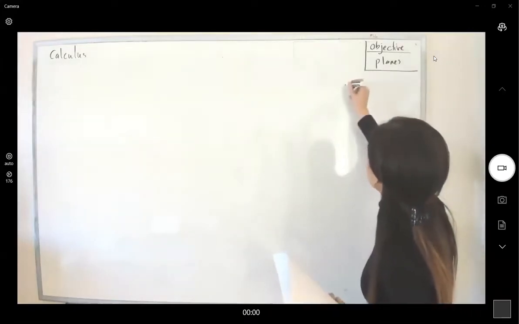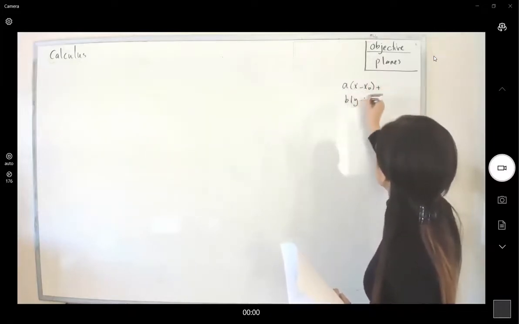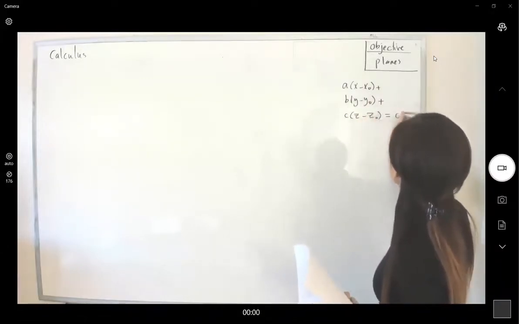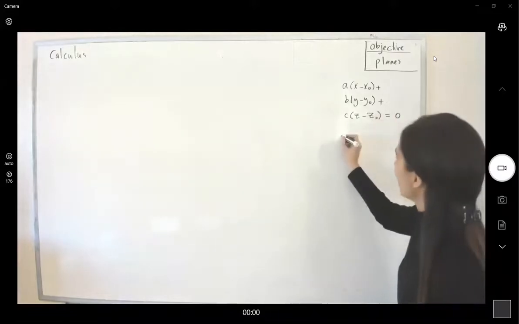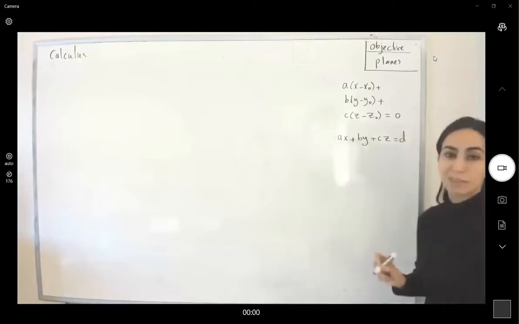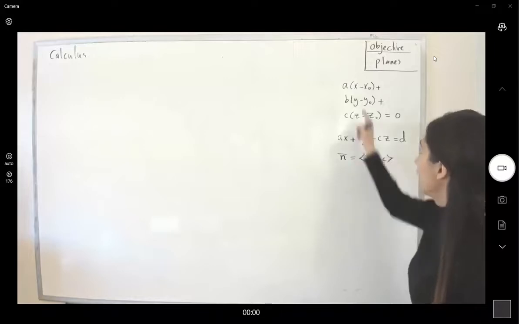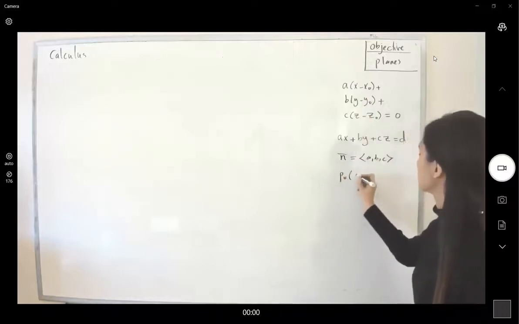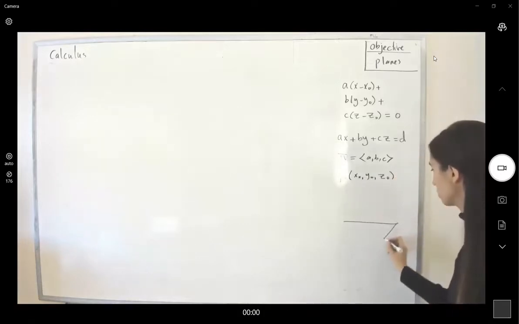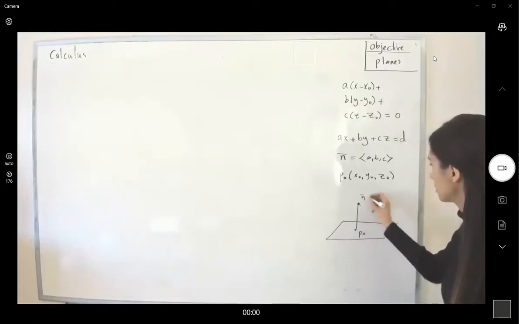Equation of a plane is written as A times x minus x sub 0 plus B times y minus y sub 0 plus C times z minus z sub 0 equal to 0. Then we simplify that and we have ax plus by plus cz equals d. We have a normal vector with components a, b, c, and this is the point P sub 0, the point x sub 0, y sub 0, and z sub 0. So that is the equation of the plane with one point and the normal vector.